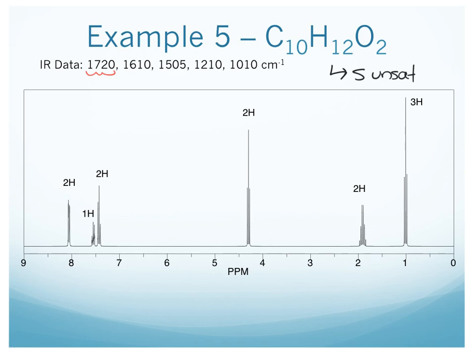The stretch around 1720, that is in the C double bond O region. The 1610 and 1505 stretches are a couple of stretches that tend to indicate an aromatic ring. The stretch around 1210 is an sp2 hybridized carbon-oxygen bond stretch, and 1010 is an sp3 hybridized carbon-oxygen bond stretch.